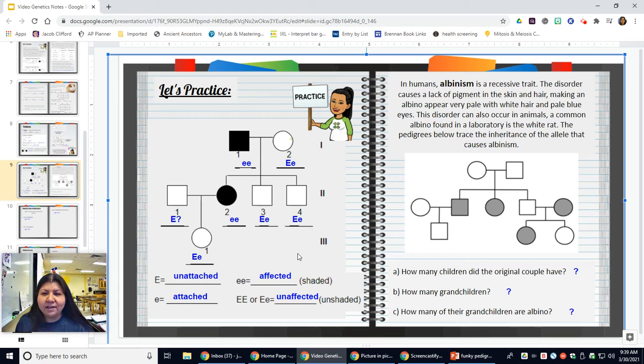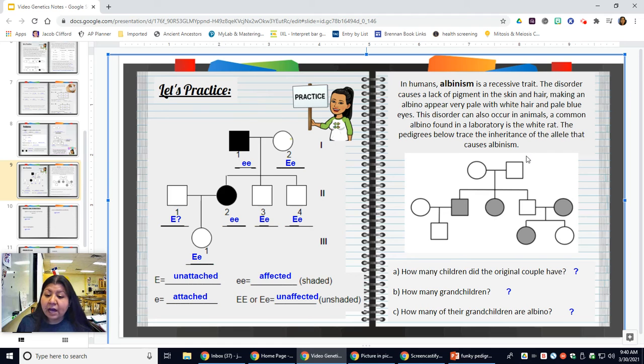Next, in humans, albinism is a recessive trait. The disorder causes a lack of pigment in the skin and hair, making an albino appear very pale with white hair and pale blue eyes. This disorder can also occur in animals. A common albino found in a laboratory is the white rat. The pedigrees below trace the inheritance of the allele that causes albinism.